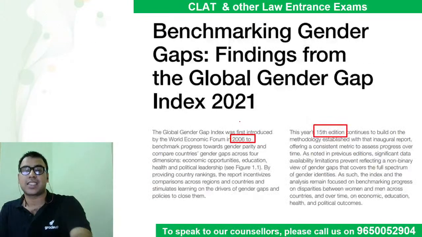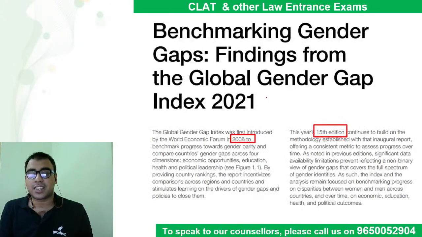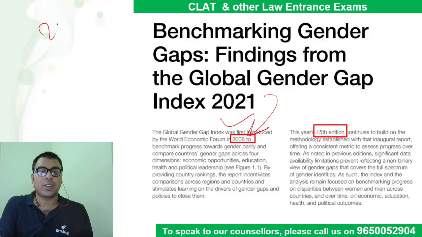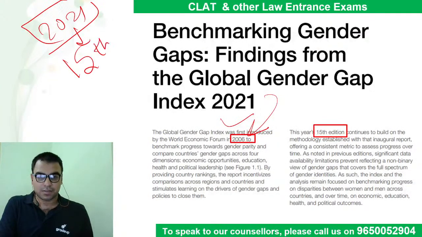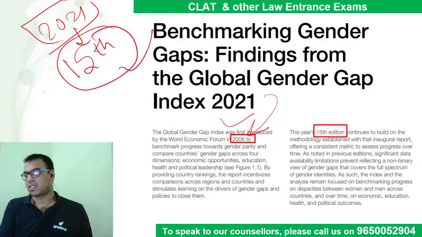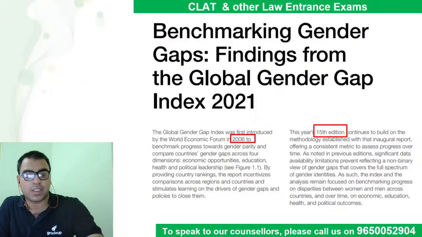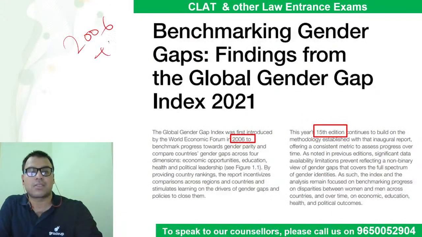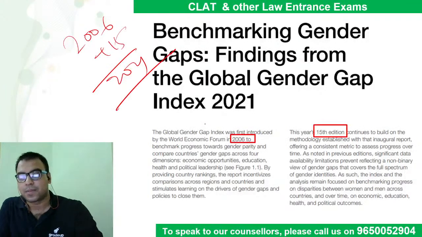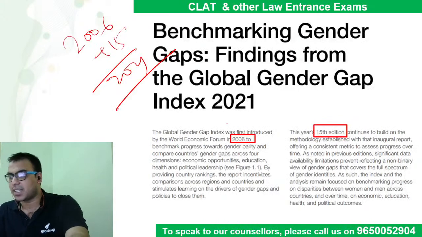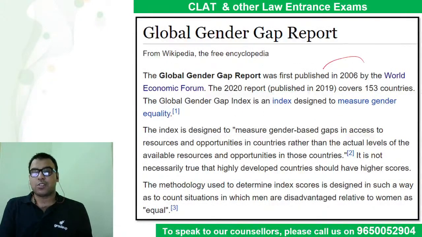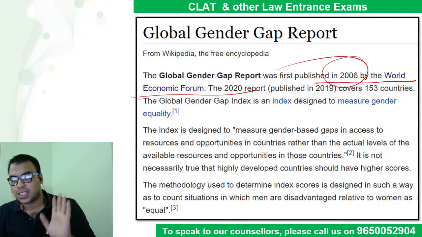In fact, I guess I have discussed it. It is written in this report also that this was first introduced by the World Economic Forum in 2006. And this one, the 2021 report, is the 15th edition. Please remember, sometimes the questioner may ask which edition. So you can calculate it also. It's not very difficult: 2006 plus 15 is 2021. I have shown you that the Global Gender Gap Report was first published in 2006 by the World Economic Forum.